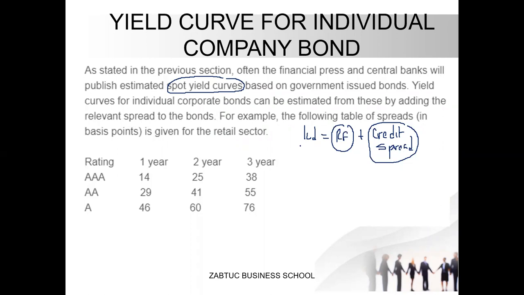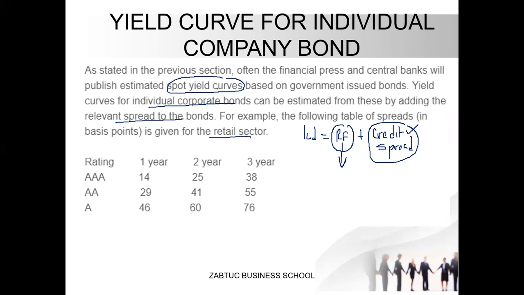So to find how much investors are looking for, we take this. These are the yield curves, the spot yields. Then you add that. Yield curves for individual corporate bonds can be estimated from these by adding relevant spreads to the bonds. For example, the following table of spreads is given for the retail sector.